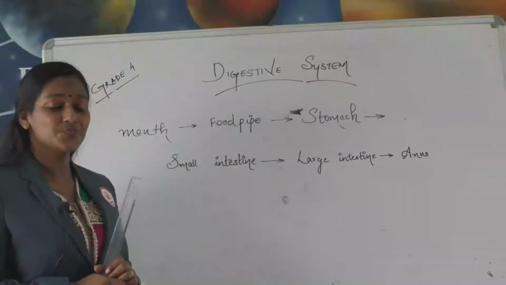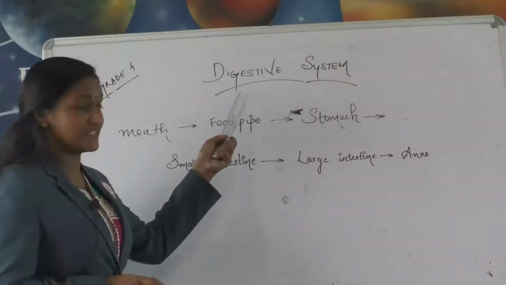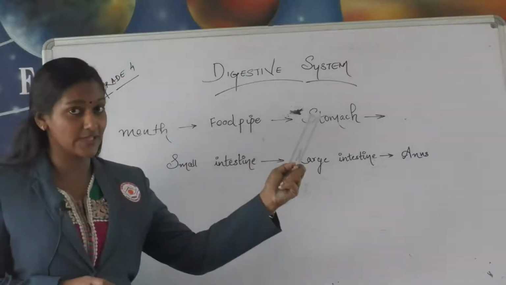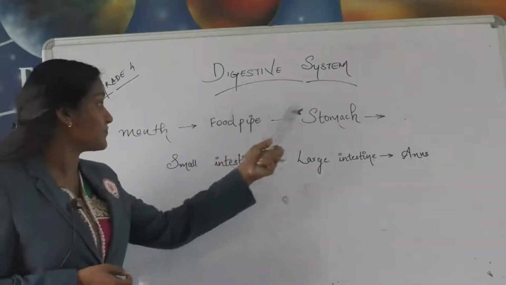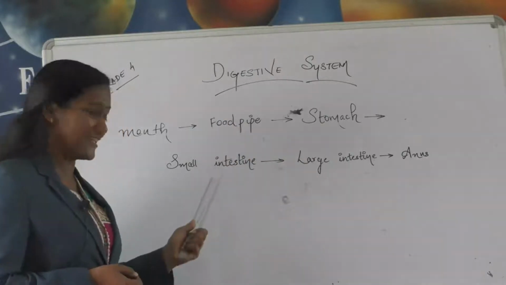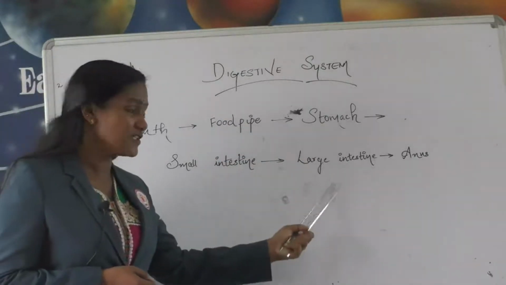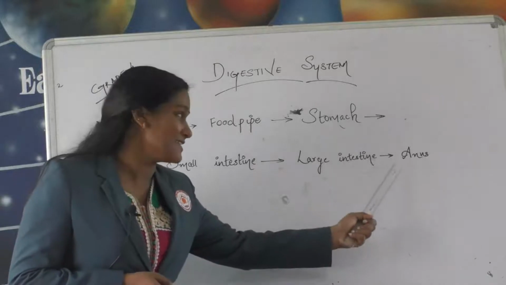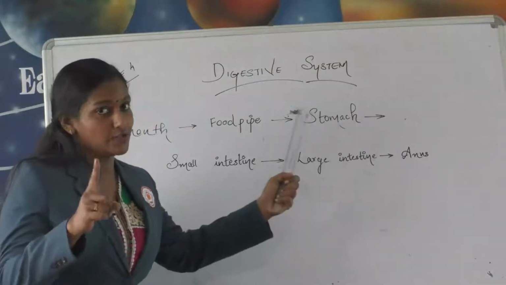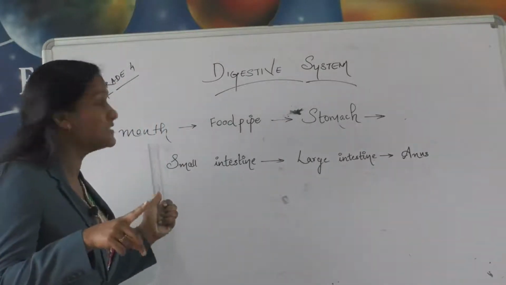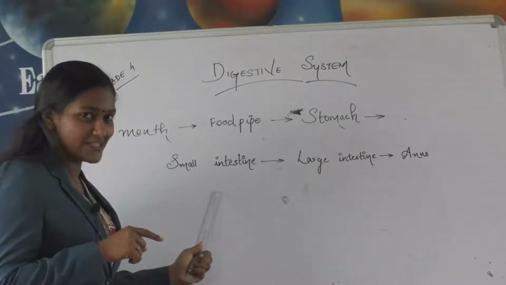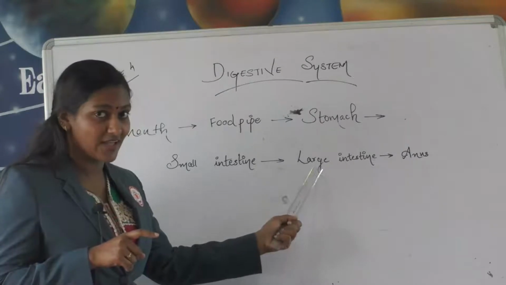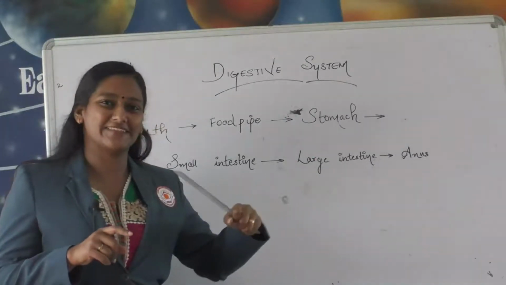So we can recall the path of food in the digestive system: from the mouth, then food pipe, then stomach, then small intestine, large intestine, and it ends in the anus.